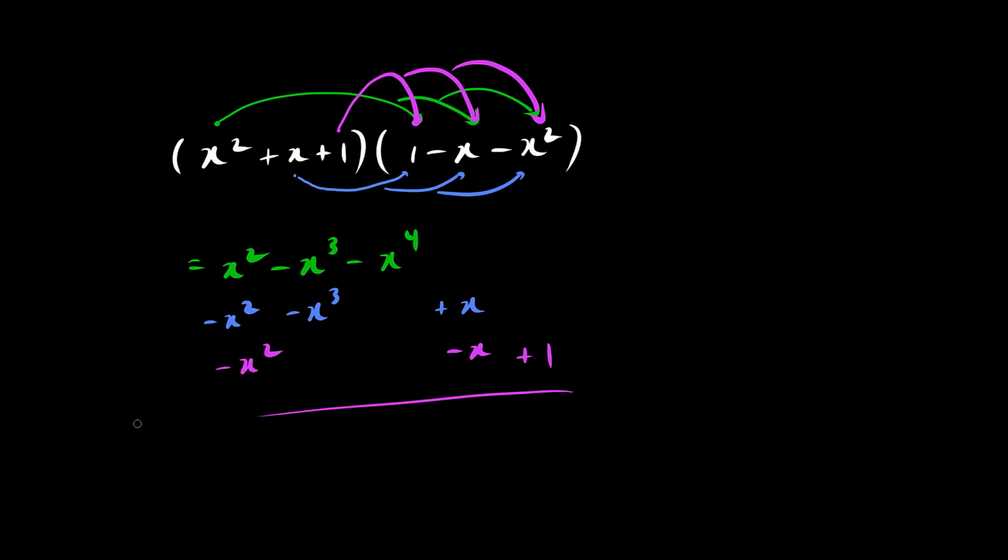We put this all together, and we have x squared minus x squared cancels. And so we have x squared. And now we have negative 2x cubed, which we can put here if we want to. And we have a negative x to the 4. We'll put it here. These cancel, and we have a positive 1 here. So this is our final answer.